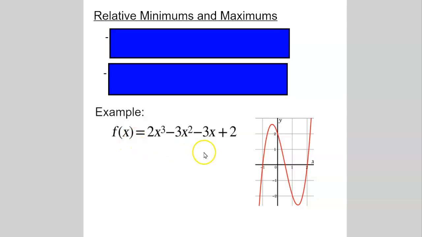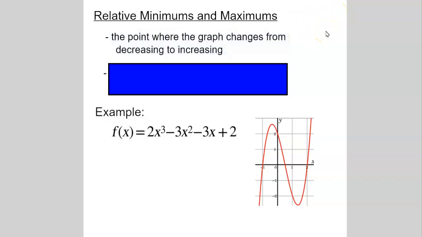One last thing that we deal with when it comes to our graphs is whether they have relative maximums and minimums. So this is your point where the graph changes from increasing to decreasing.